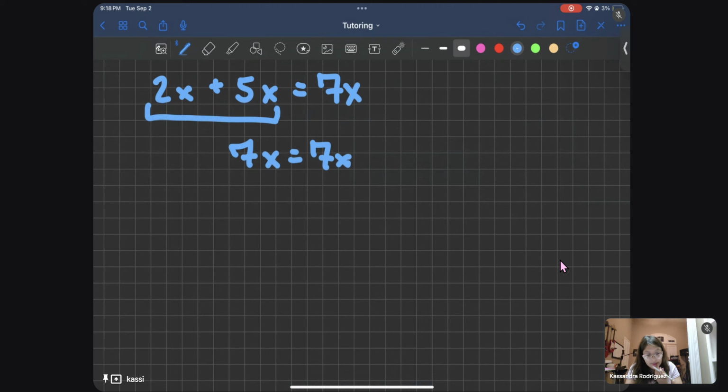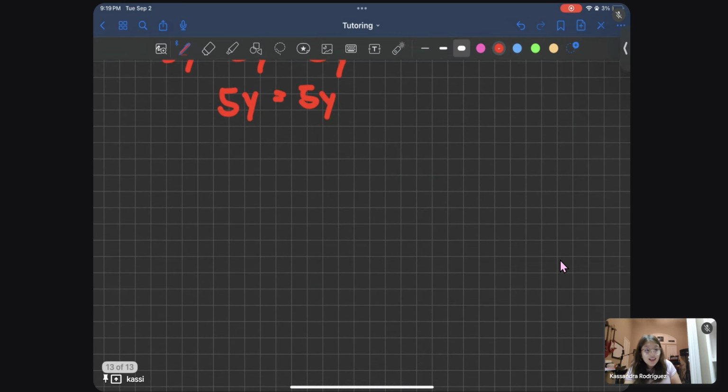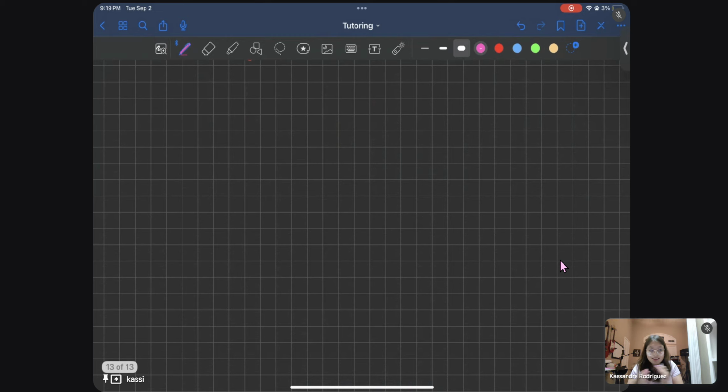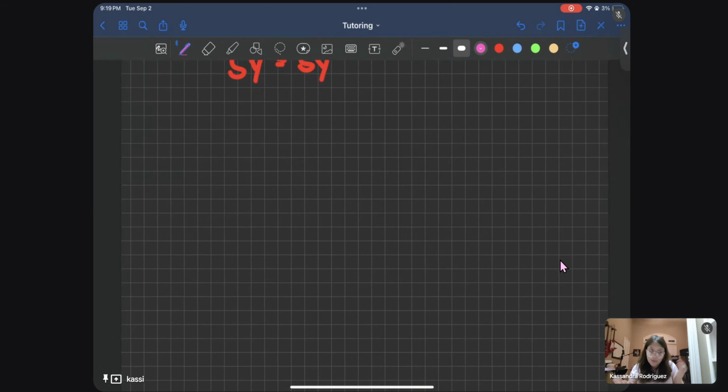Okay, so let's think of another way we could go about this. How would you do this one? 8y minus 3y is equal to 5y. Are all of these like terms? If you said yes, you'd be correct. So 5y is equal to 5y. Good job. Hopefully y'all are getting the hang of it, and I'm really excited you're here and trying, okay? Remember, only combine terms if the variable part matches exactly. Notice how these both just have y. If one of them had a square, it wouldn't work, okay?